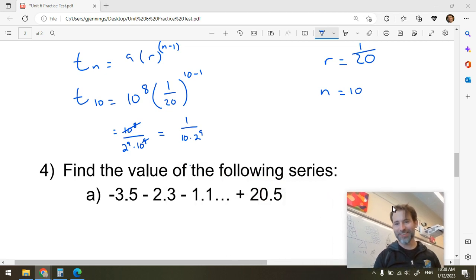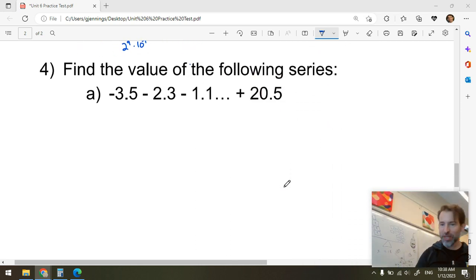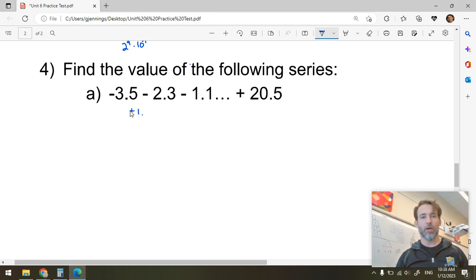Oh, hi there. Let's find the value of the following series, shall we? Okay, so first thing we have to do is ask: is it arithmetic or geometric? This one is quite clear to me that it's arithmetic because I can see that minus 3.5 grew to minus 2.5, and we added 1.2 there. And then we add another 1.2, and we get to that.